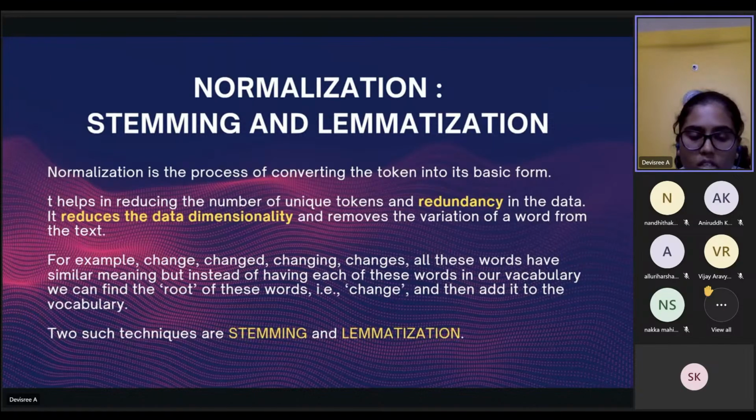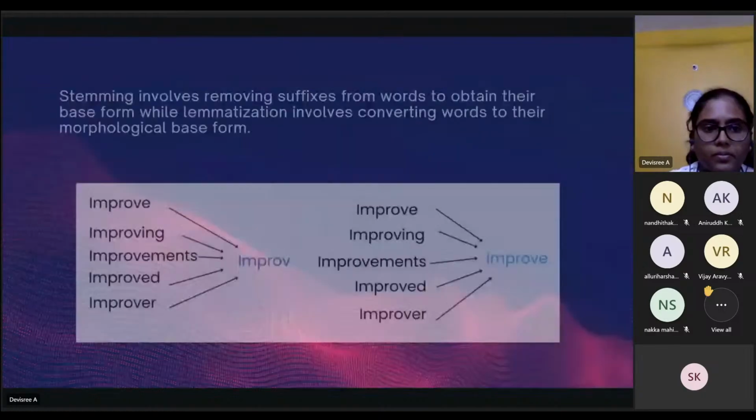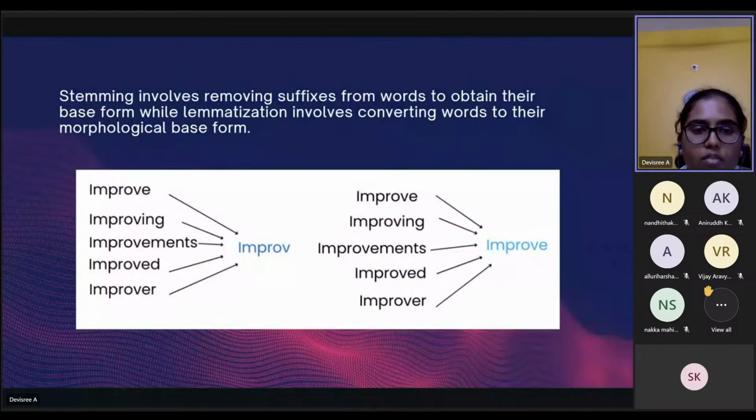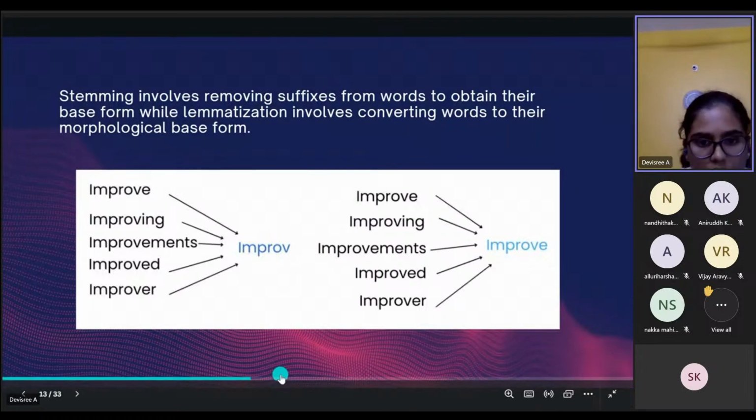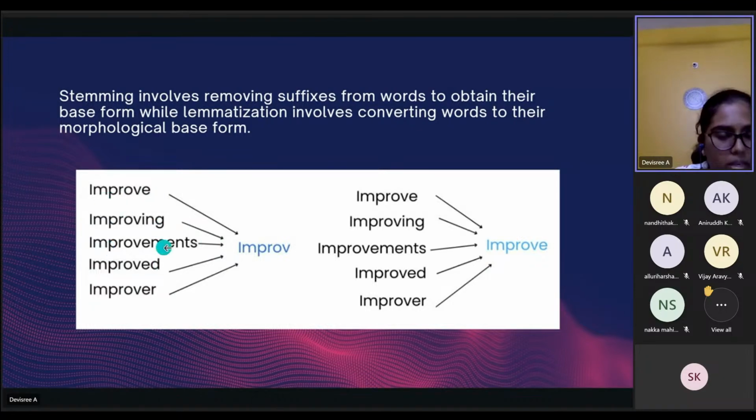So there are two techniques of performing normalization. One is stemming and one is lemmatization. Stemming involves removing suffixes from the words, whereas lemmatization involves converting the words to its grammatically correct base word. Look at the example here on the left. For improve, improving, improvements, improved, improver, it has just removed the suffix, and the common word from all these will be improve without the E. So this is the output of all these words after stemming.